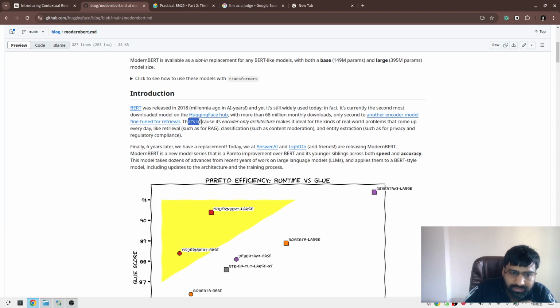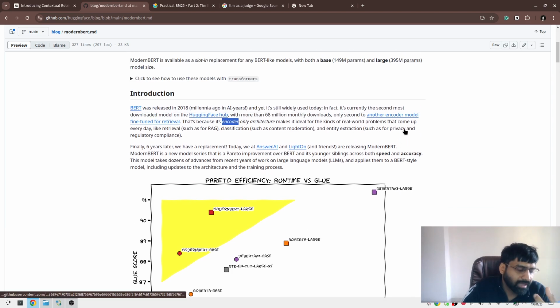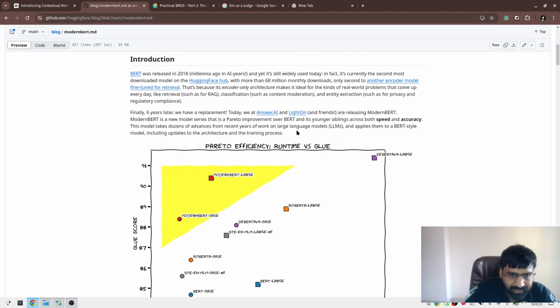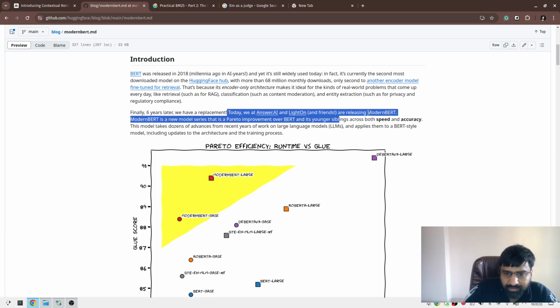That's because the encoder-only architecture makes it ideal for the kind of real-world problems that come up every day, like retrieval, such as RAGs, classification, such as content moderation, and entity extraction, right? So as we know, in RAG the primary goal is retrieval and then entity extraction, sometimes classification as well. Finally, 6 years later, we have a replacement releasing: ModernBERT.